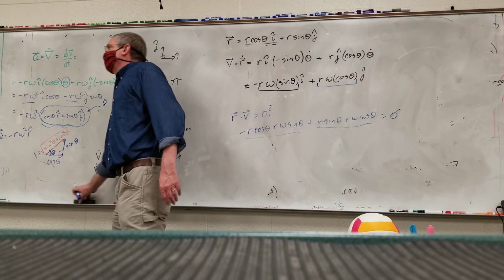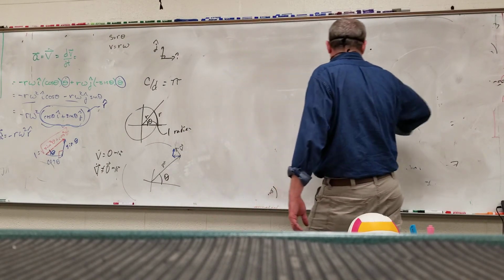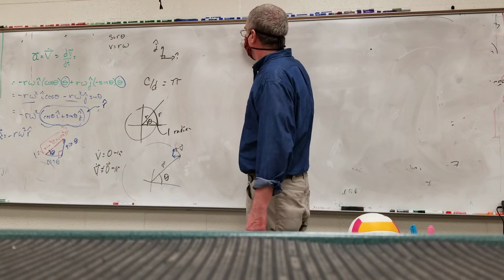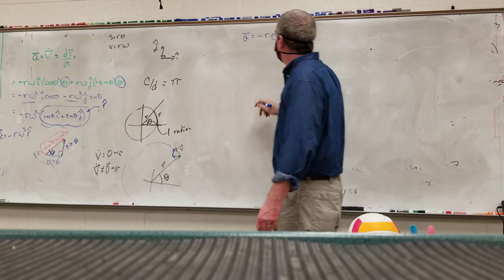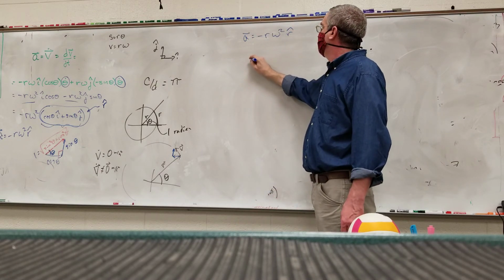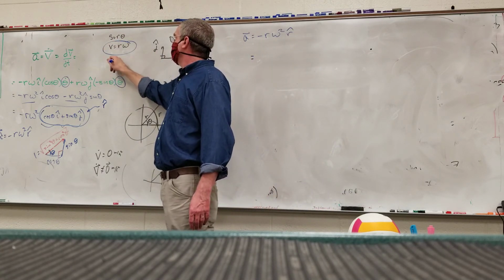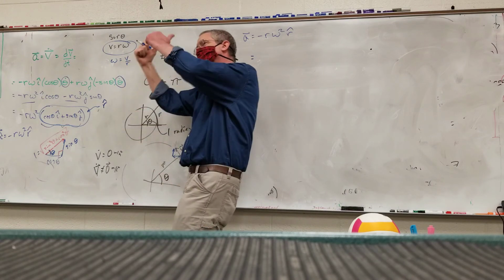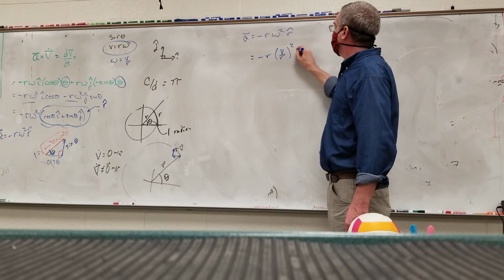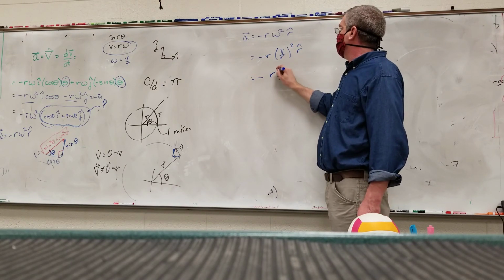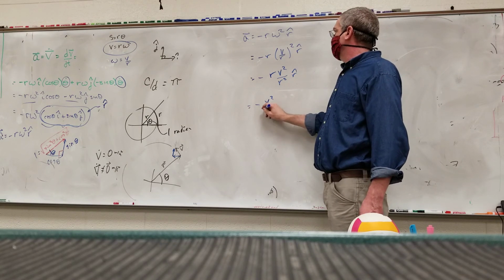We can mess with this a little bit for more than just the fun of doing the math. So my acceleration is negative r omega squared r hat. I know that v is equal to r omega, or omega is equal to v over r. So let's make that substitution over here. So negative r v squared over r squared r hat, which is negative v squared over r.